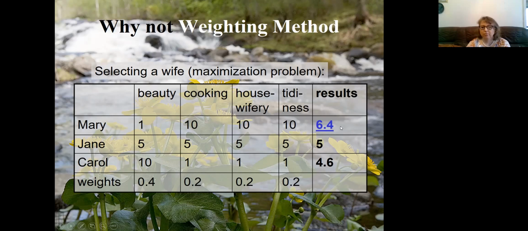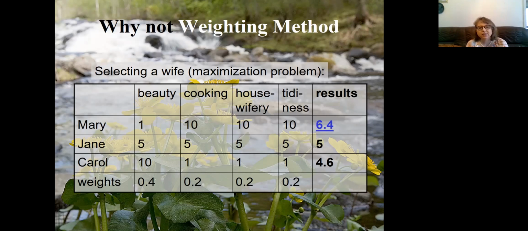Mary is the winner. Even though Mary was the worst in the objective that was regarded to be the most important, that was given the highest weight. So the lesson to be learned here is that the weighting method is not necessarily a good method if you want to somehow understand and control how your preferences influence the solutions that you obtain.